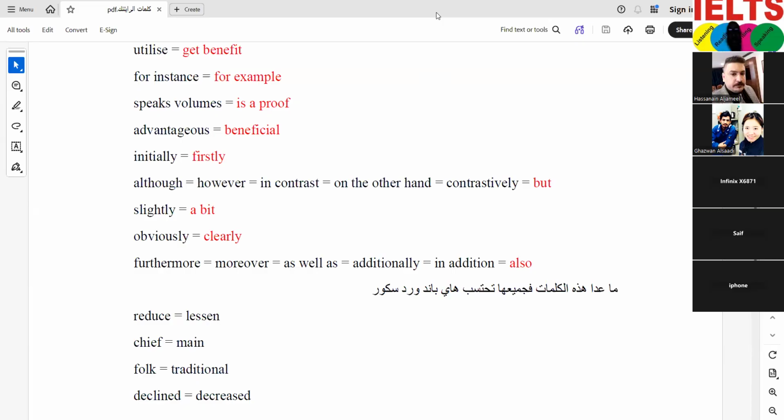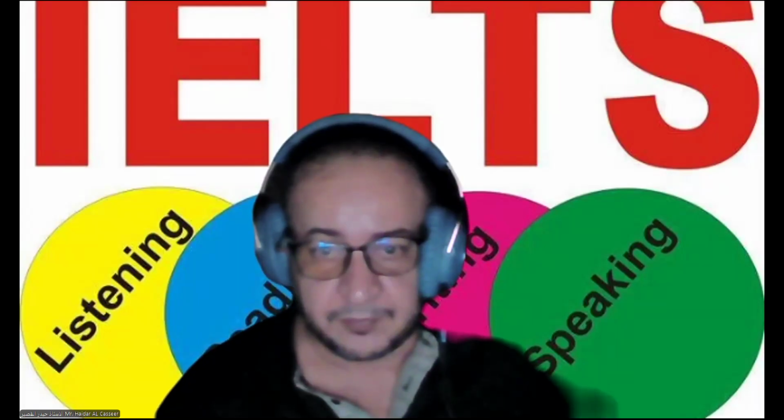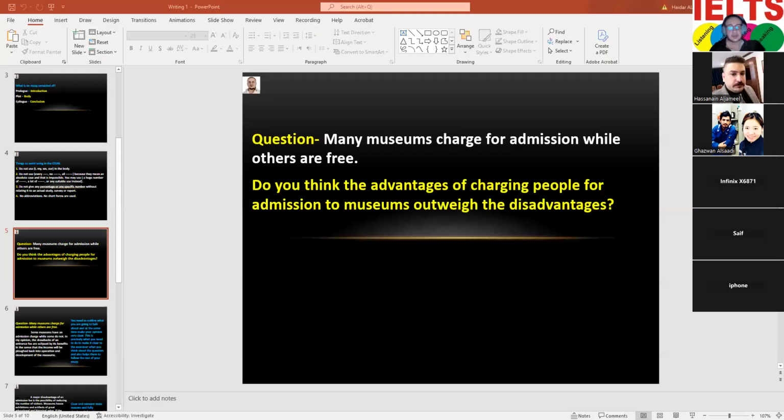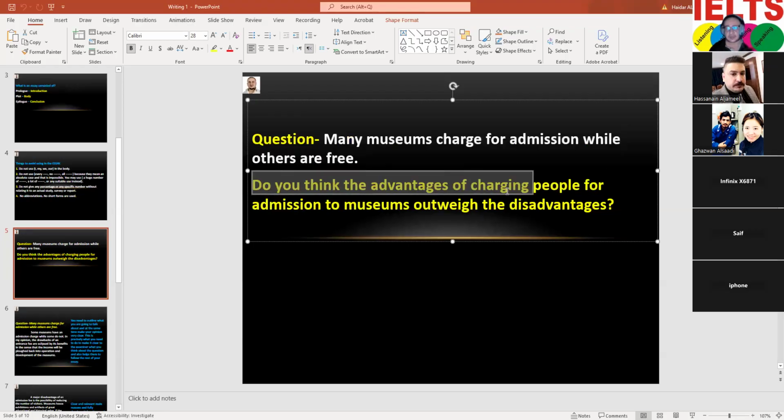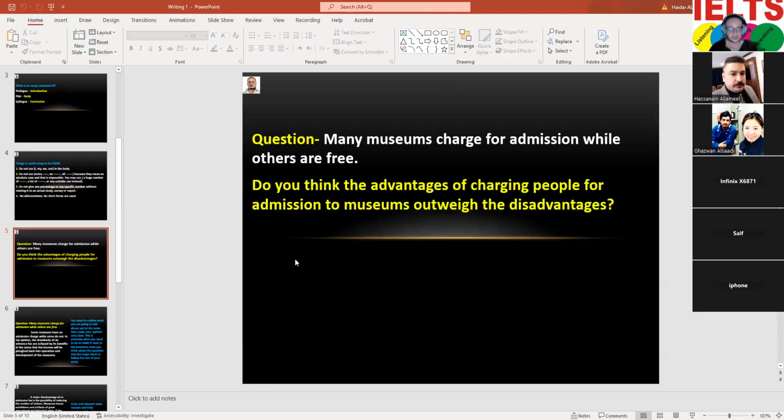Let's go back to the essay. Just give me a second to reshare. Here it is. If we have this statement, "Many museums charge for the admission while others are free," followed by this question, "Do you think the advantages of charging people for admission to museums outweigh the disadvantages?" How to start our essay.